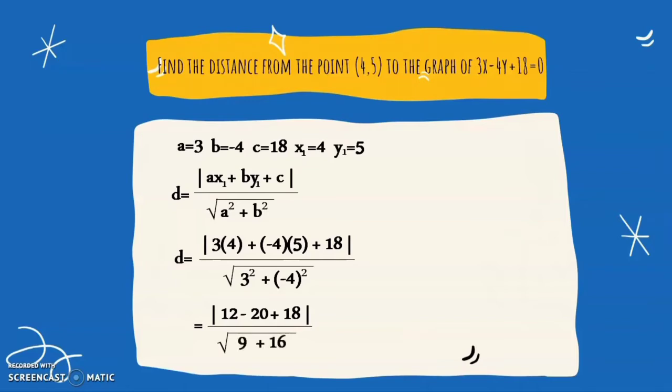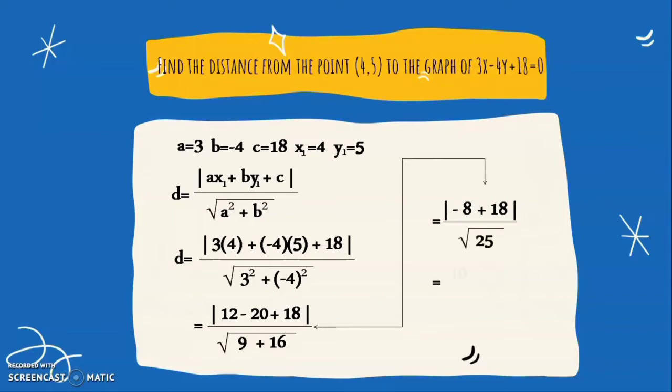Now 12 minus 20 is negative 8. And 9 plus 16 is 25. Negative 8 plus 18 is 10. And the square root of 25 is 5. So if we divide 10 by 5, we'll get 2. And that's the distance between the given point and the line.